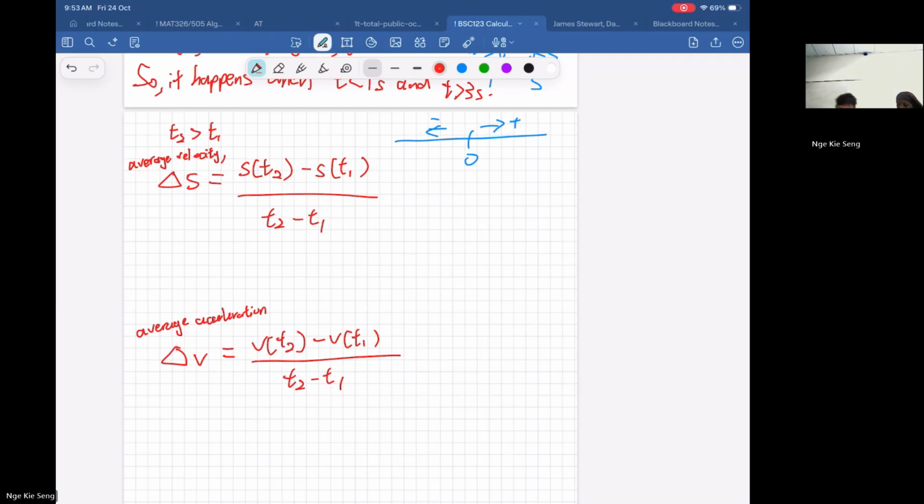So similarly, how should you interpret positive and negative here? Like we said just now, if v is positive, we move to the right; if negative, we move to the left. But how about their difference? How about their difference here?